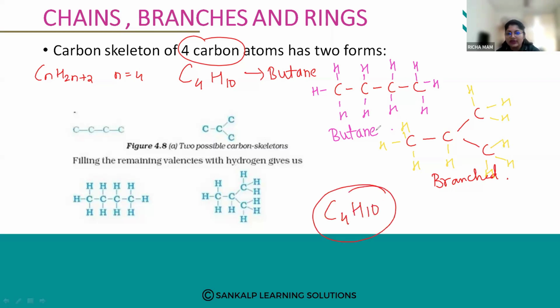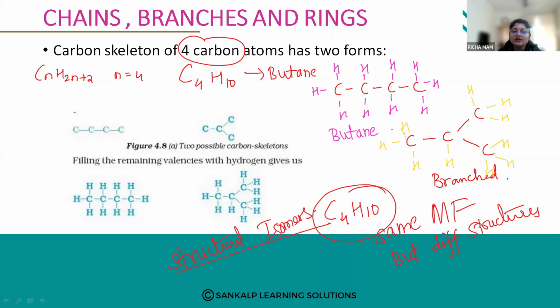You can see both have the given formula. With the 4 carbon atoms, both structures have the same formula, C4H10. Now these both compounds have the same molecular formula, but the structures are different. What are they called? They are called structural isomers. What do you mean by structural isomers? Same molecular formula, but different structures.